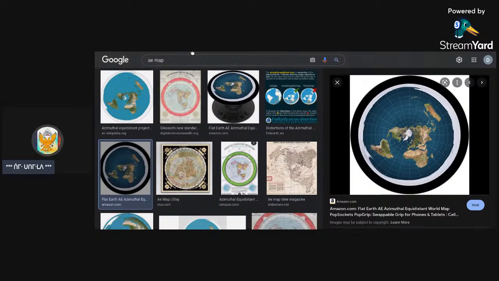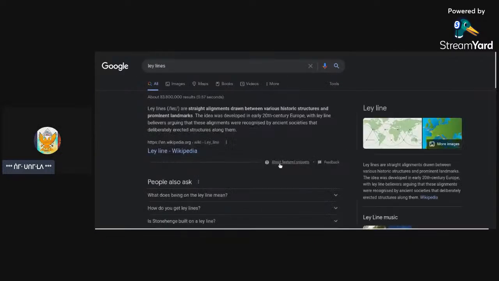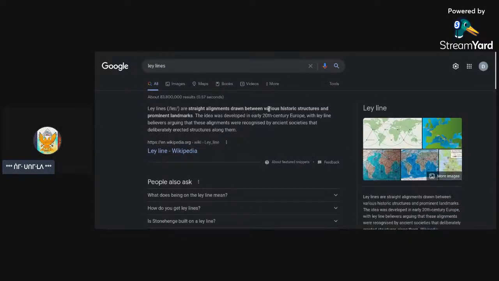So you got the AE map right there. And it says right here the definition of ley lines are straight alignments drawn between various historic structures and prominent landmarks. Okay, though, that's what you see with stuff right here, like they're trying to explain.